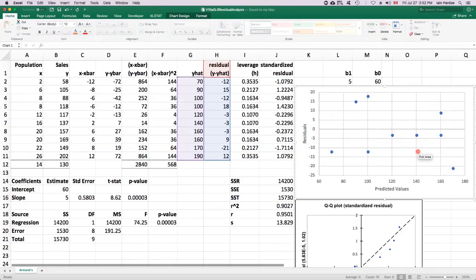This plot does not do that. It doesn't have any particularly strong patterns as we move from left to right. So the zero mean assumption is fine here.